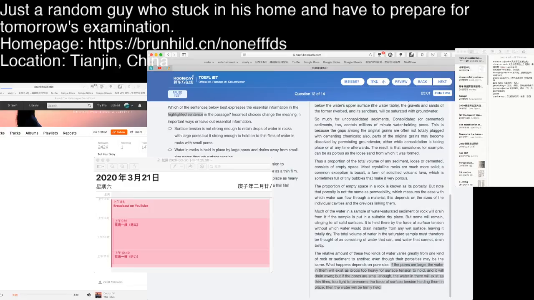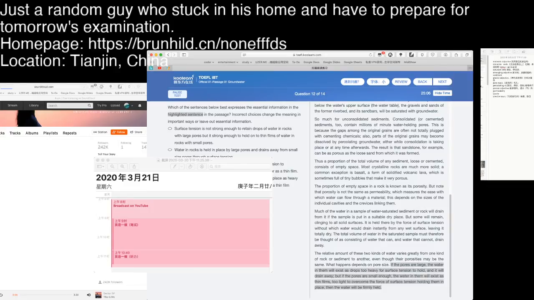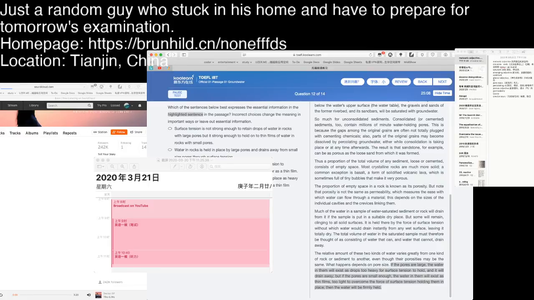Incorrect. Change the meaning in important ways or leave out essential information. Okay. If the pores are large, the water in them will exist as drops too heavy for surface tension to hold, and it will drain away. But if the pores are small enough, the water in them will exist as thin films too light to overcome the force of surface tension, holding them in place. Then the water will be firmly held.